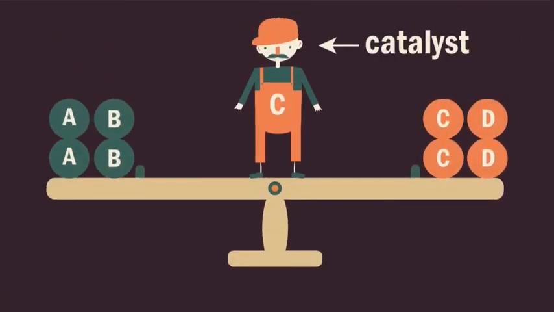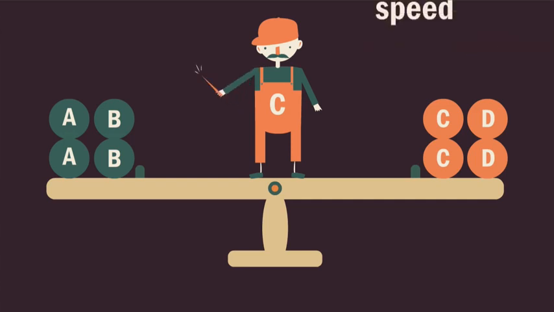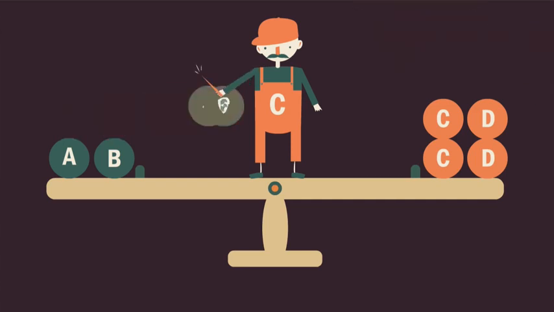Addition of a catalyst does not affect the position of equilibrium as it increases the rate of both the forward and reverse reactions. It only quickens the attainment of equilibrium.